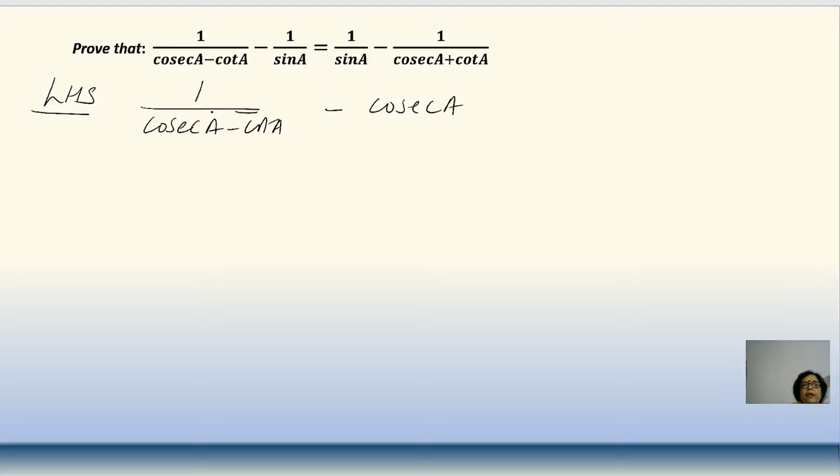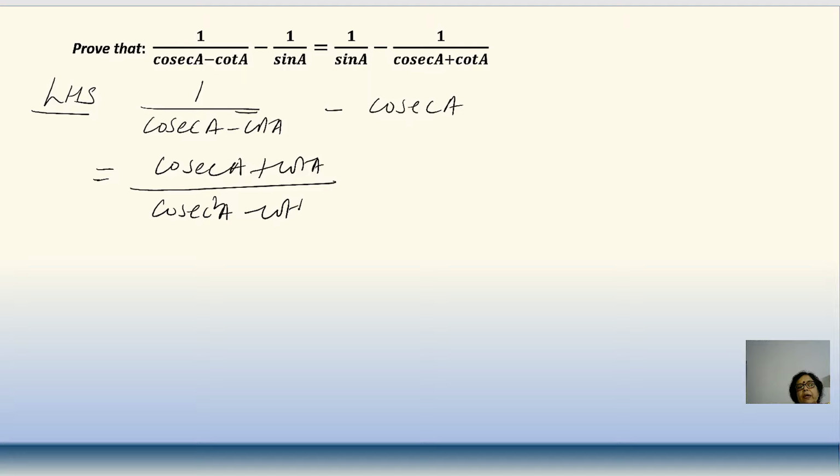Now this left hand term, we can multiply and divide by cosec A plus cot A, and the denominator becomes cosec square A minus cot square A, using the identity A minus B into A plus B. Now again, if we apply the identity cosec square A minus cot square A is equal to 1, the denominator becomes 1, and we are left with cosec A plus cot A over here.